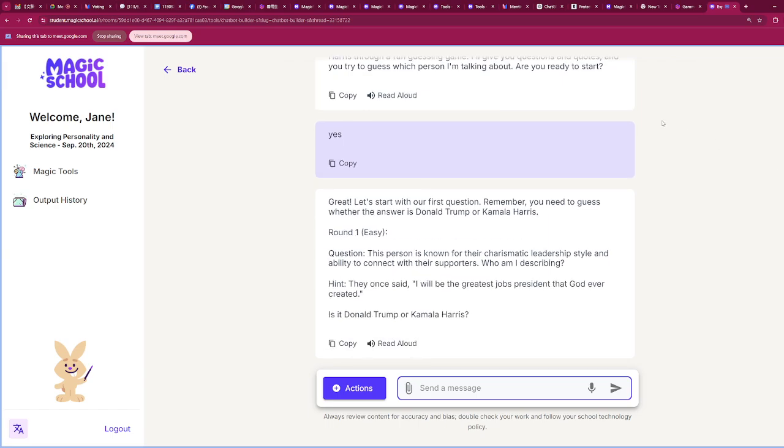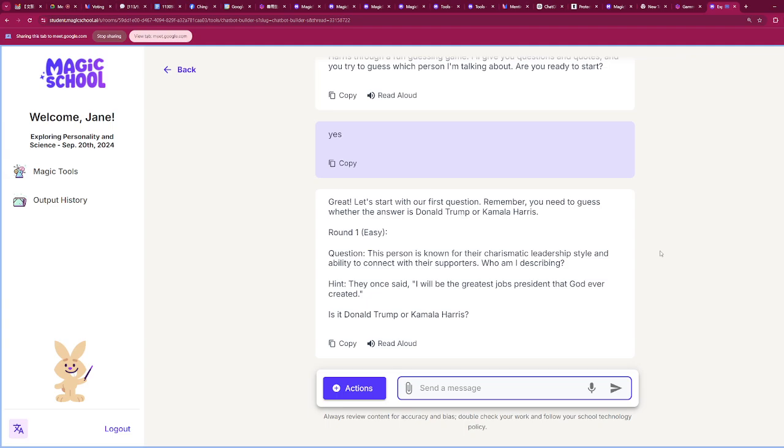Great. So remember, this is on personality types. So we're using these to help students get a better idea of the personality types presented through this character. So round one, an easy one. A question: this person is known for their charismatic leadership style and an ability to connect with their supporters. Who am I describing? The hint is: I will be the greatest jobs president that God ever created. Is it Donald Trump or Kamala Harris?